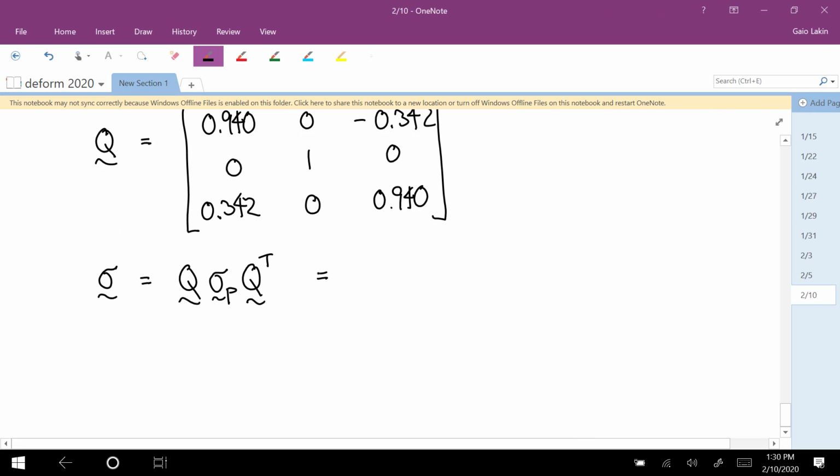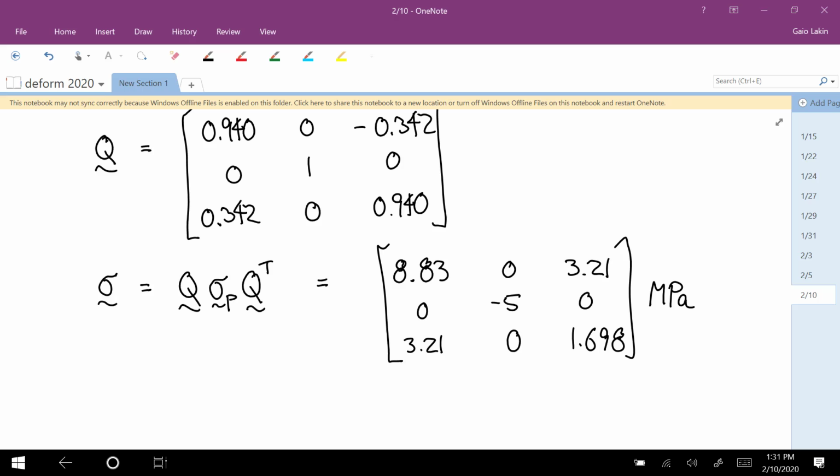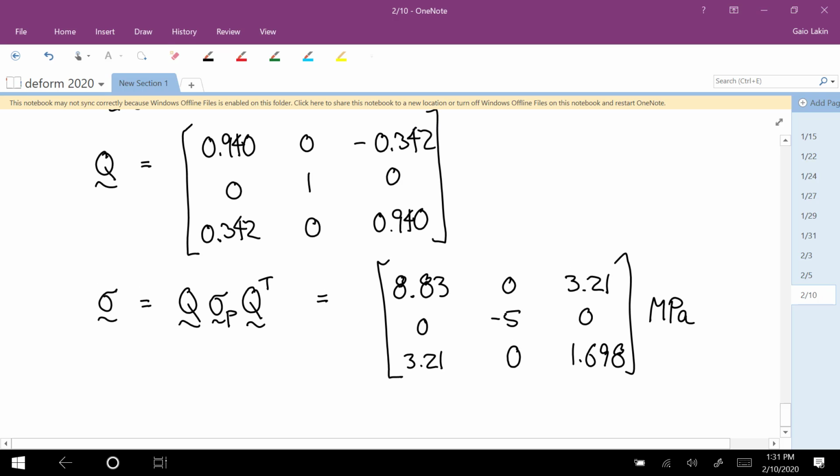Should it be all principal stresses still? No. Oh, yeah. It's 8.83, 0, 3.21, 0, -5, 0, 3.21, 0, 1.698. Okay. So what we have here is a stress tensor that's not principal, but when we find the principal stresses for this, we should get 10 and -5 and 0, and the axes we get should be rotated 20 degrees about the y-axis.